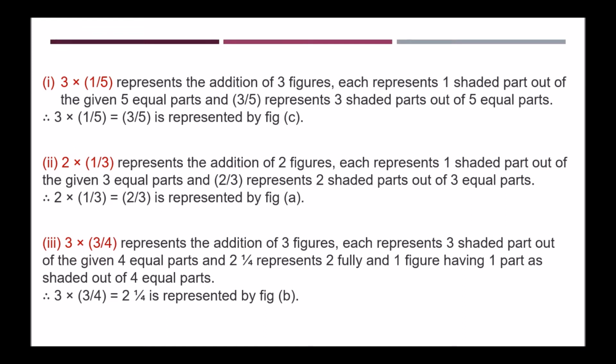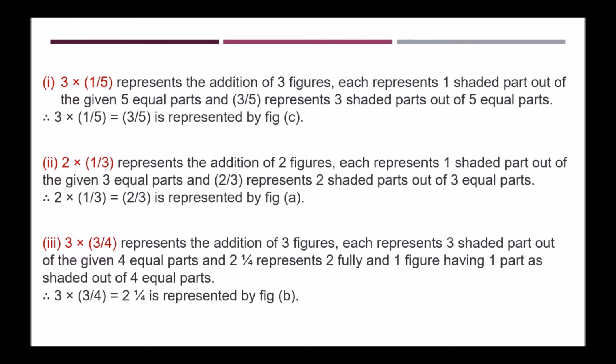2 into 1 by 3 represents the addition of two figures. Each represents one shaded part out of the given three equal parts, and 2 by 3 represents two shaded parts out of three equal parts. Therefore, 2 into 1 by 3 equals 2 by 3 plus 2 by 3 is represented by figure A.